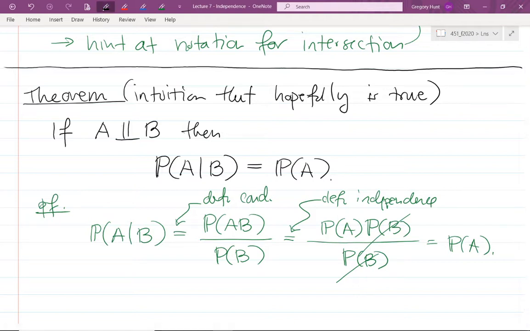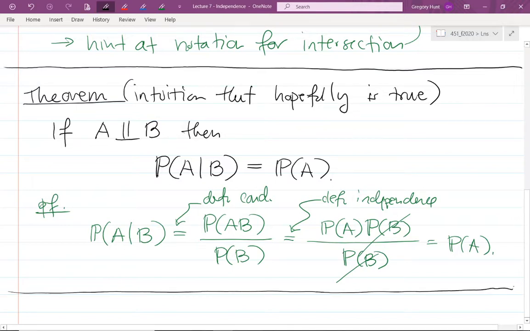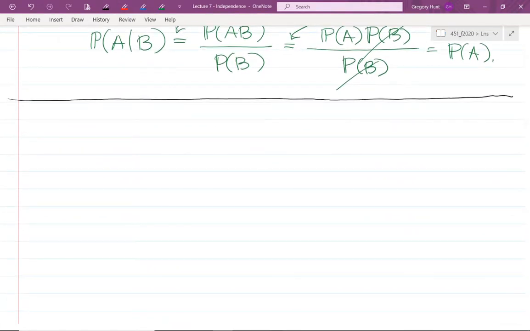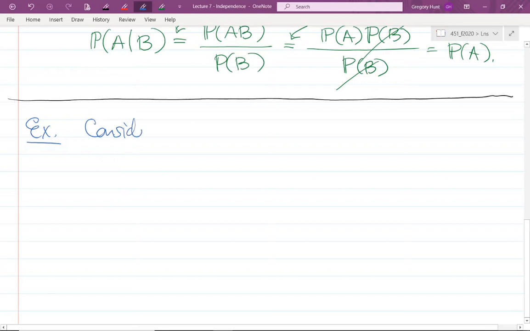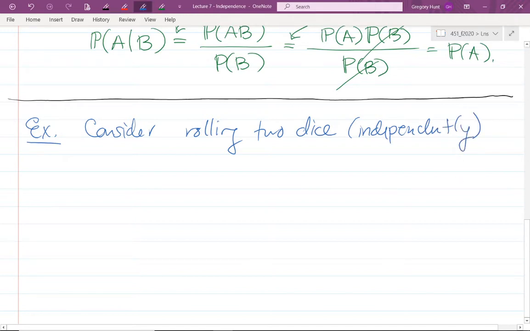And so that's starting to justify how this definition of independence is really capturing some of our layman's intuition about what independence means. Let's look at an example. Consider rolling, let's say, 2 dice, and I'm going to say independently. Typically that's how we think of die rolls: the roll of one die doesn't affect the roll of the other die.